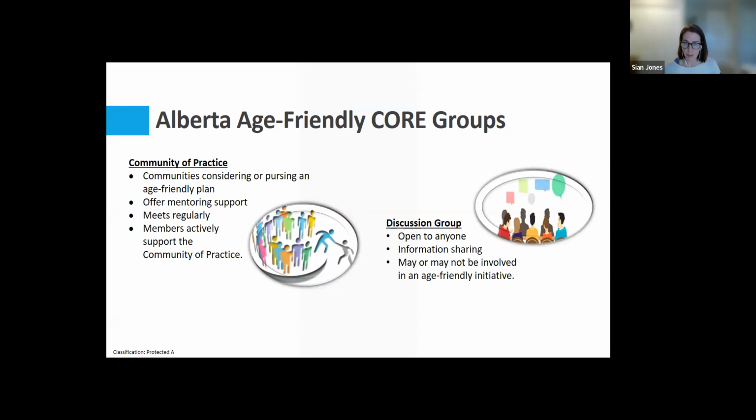The Alberta Age-Friendly Community Practice is designed to help communities that are considering or in the process of developing an age-friendly plan. In this closed group, members meet regularly and offer support to each other in a mentoring capacity. But there's also a discussion group that's open to anyone interested in the age-friendly concept or its 8 domains. The focus of this group is more on disseminating information and providing opportunities to ask questions and share information. Members may or may not be involved in an age-friendly initiative. If you're interested in learning more about Age Friendly in these 2 groups, I would encourage you to visit the corealberta.ca website.